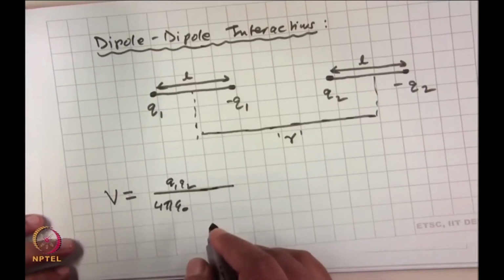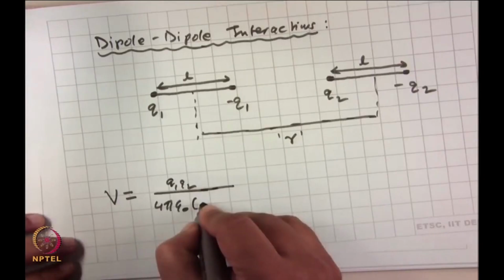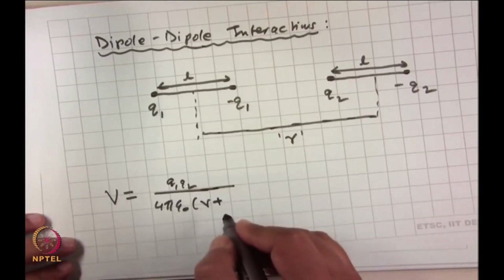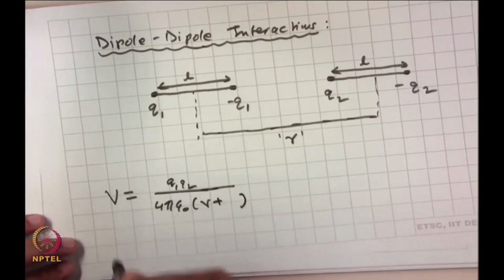Huh? R plus L by 2, are you sure? It shouldn't be R plus L? Are you sure? Check, I am keeping it for you.